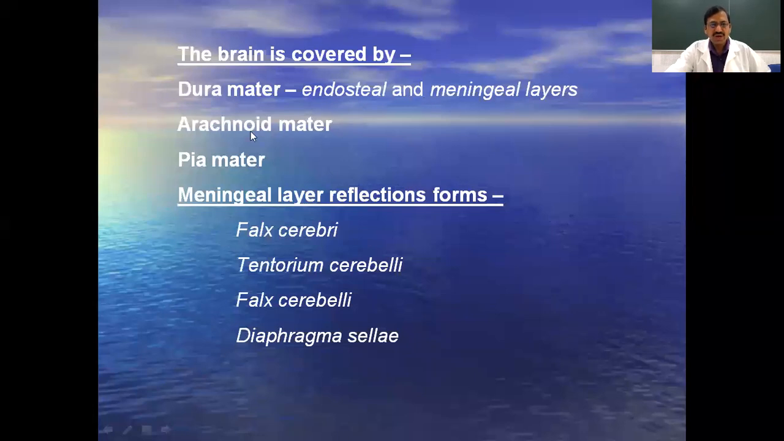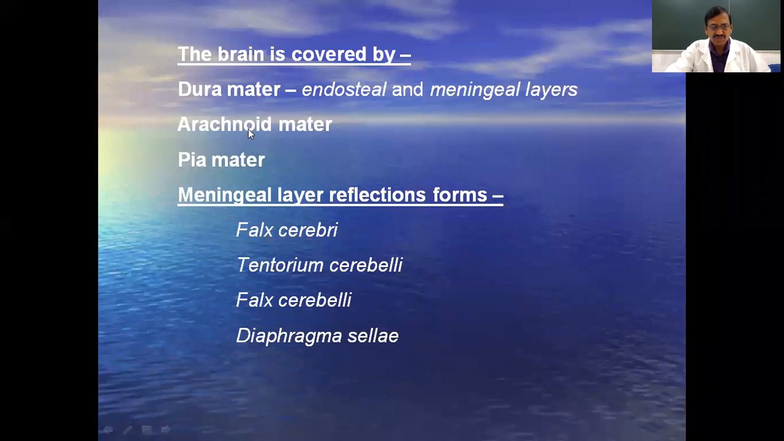And next is the arachnoid mater. Why is it called arachnoid mater? It is like a spider net, spread like a spider net. That is why it is called arachnoid mater. Next one is the pia mater. It is a very delicate membrane, intimately adherent to the brain substance, the surface of the brain. And this is the pia mater.